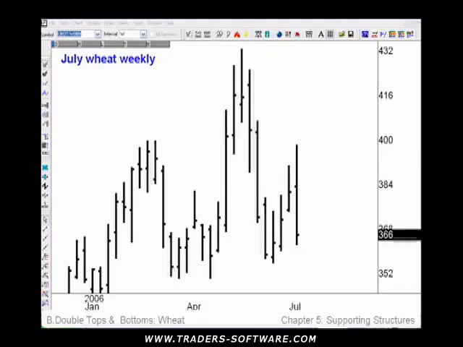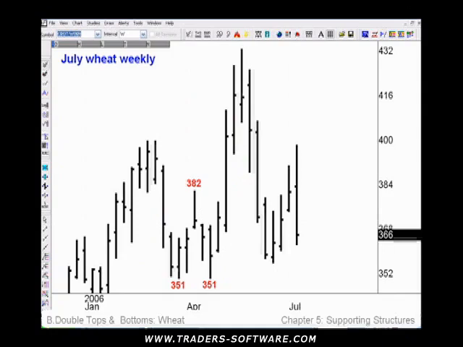Let's take a look at some examples of double tops and bottoms. This is a July wheat, the weekly chart. Here you can see bottom number one and number two, and they're exactly at the same low tick, 351. And there's the high in the middle, and is at 382. So here is the double bottom. Here you can see it moving up after the confirmation point. It went up pretty strong, bar to bar.